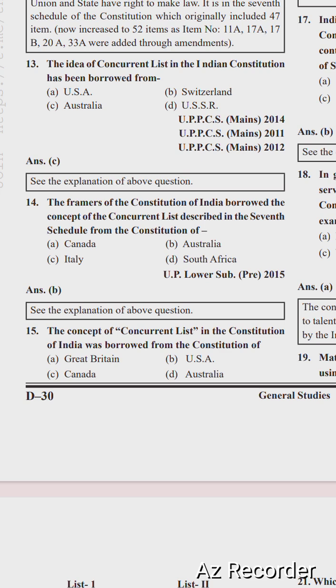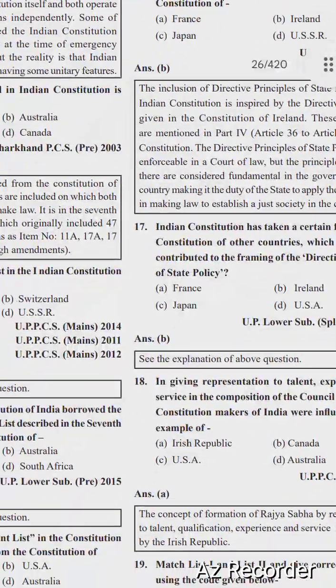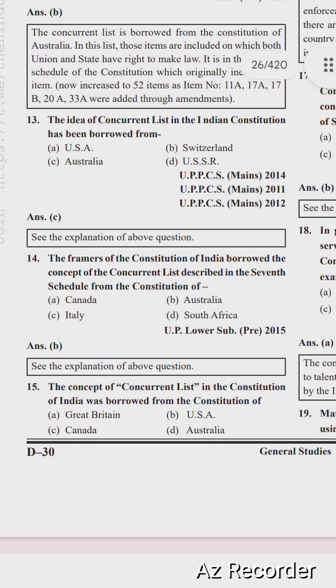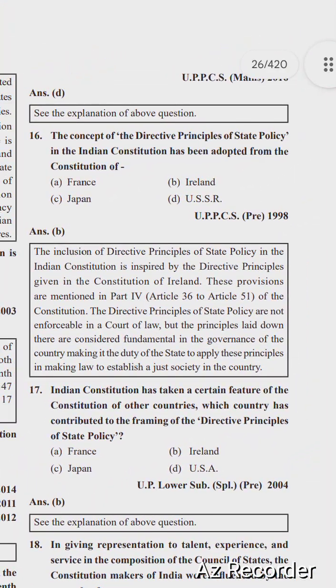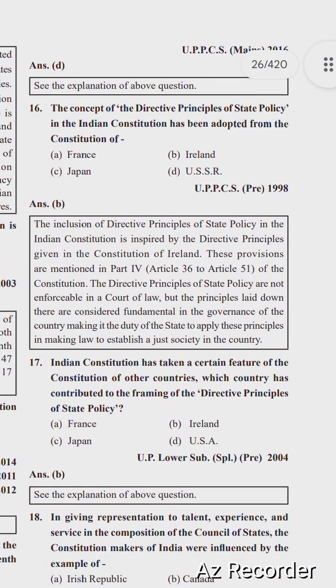So next question is, the concept of concurrent list in the Constitution of India was borrowed from the Constitution of, options are Great Britain, USA, Canada and Australia. Right option is option number D, Australia. The concept of concurrent list in the Constitution of India was borrowed from the Constitution of Australia.